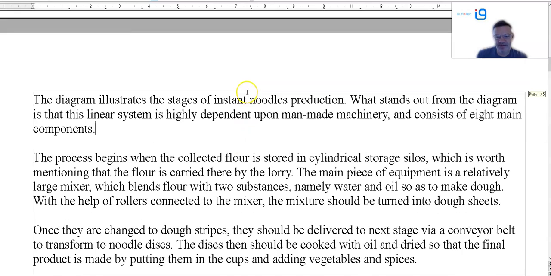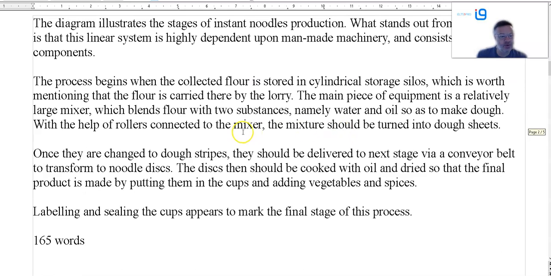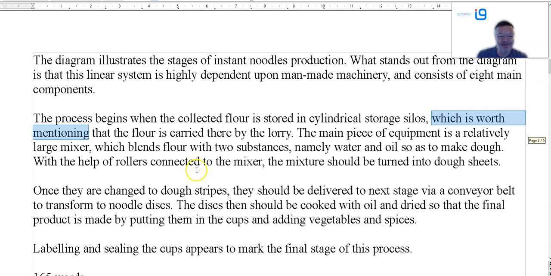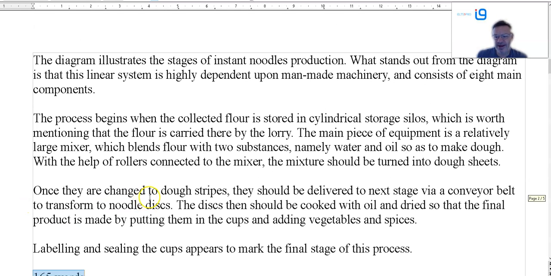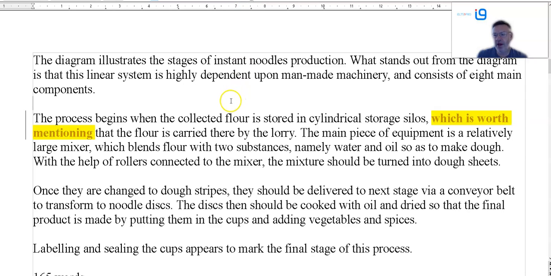Process begins, collect the flour, switch silos, which is worth mentioning. Why is it worth mentioning? Why is that? It's like, okay. So there's a few things here that we don't need. I don't know if it's because they were trying to boost the word count, but worth mentioning. Why is it worth mentioning? Why should that be a standout? Why should we have to notice this?